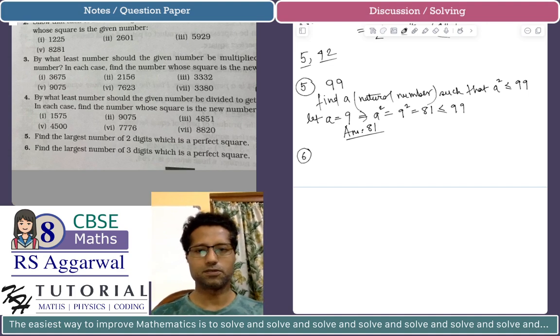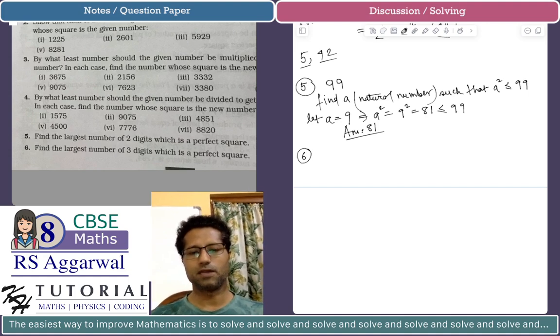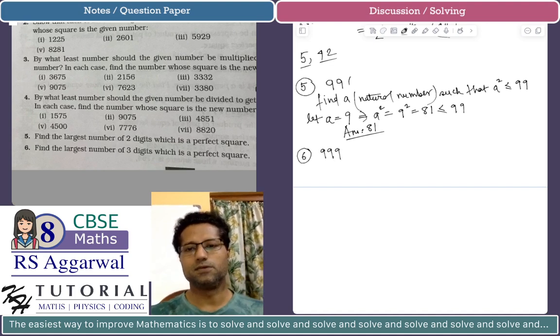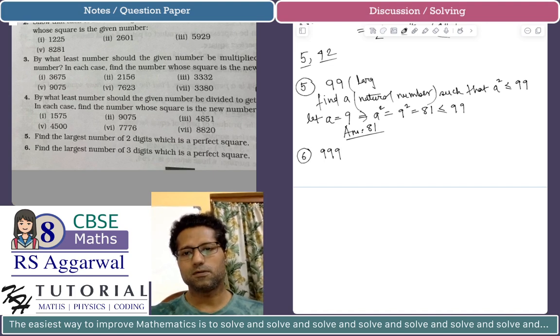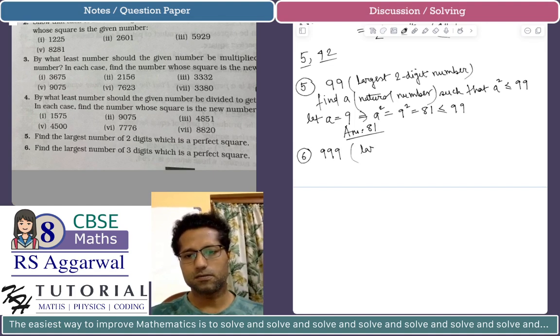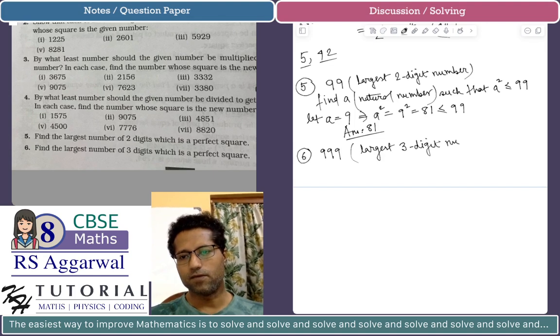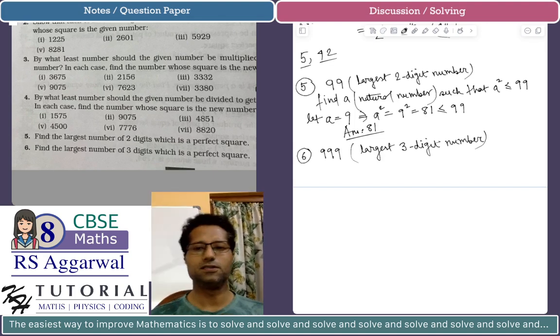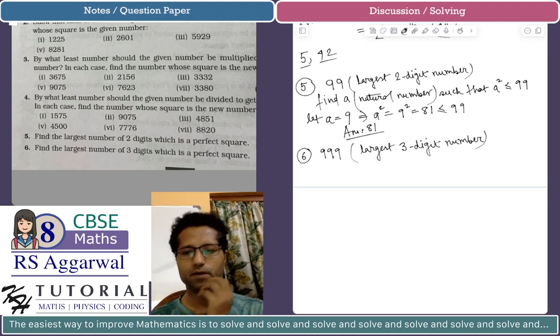3 digits, perfect square. So the largest 3-digit number is 999. This was the largest 2-digit number. Similarly, 999 is the largest 3-digit number. We have to consider all numbers which are less than or equal to 999 that will be a perfect square.